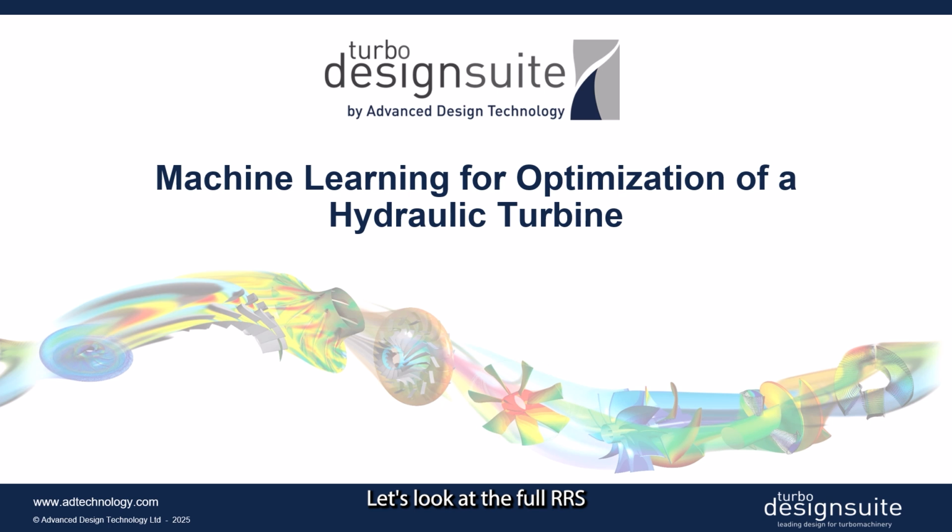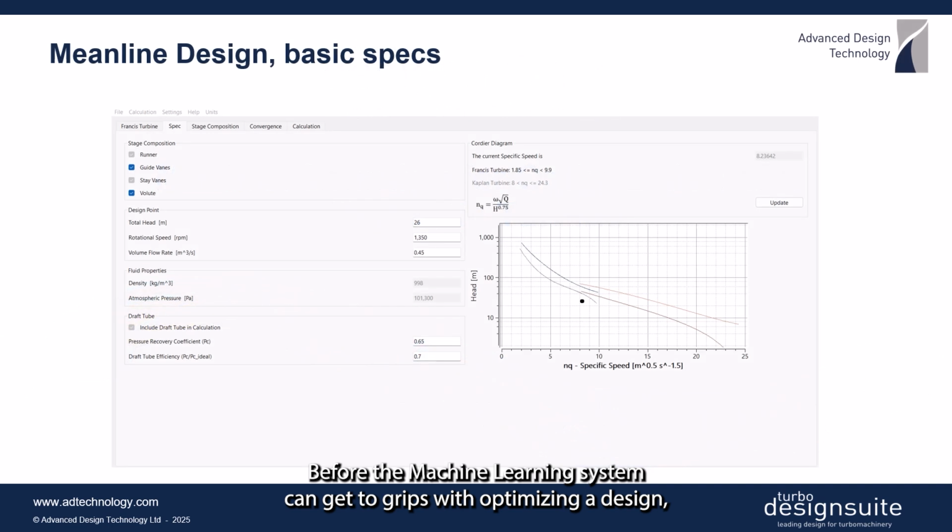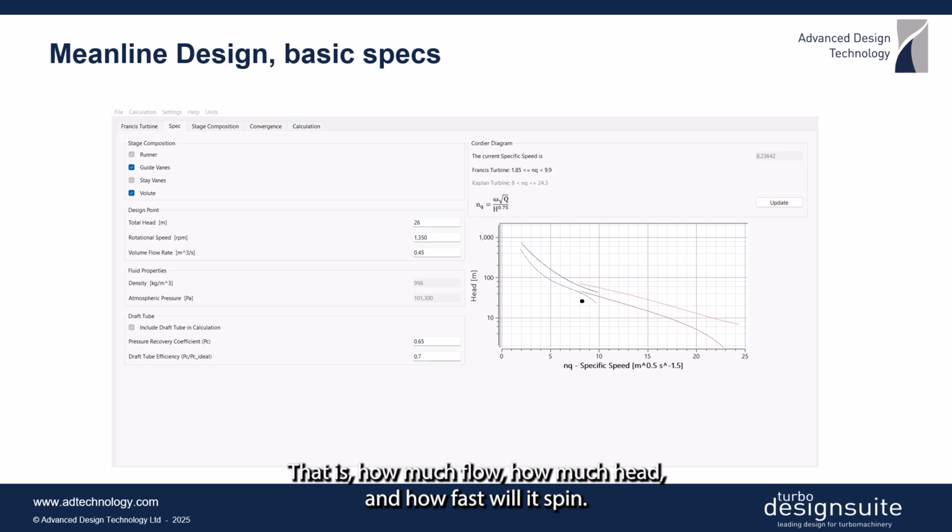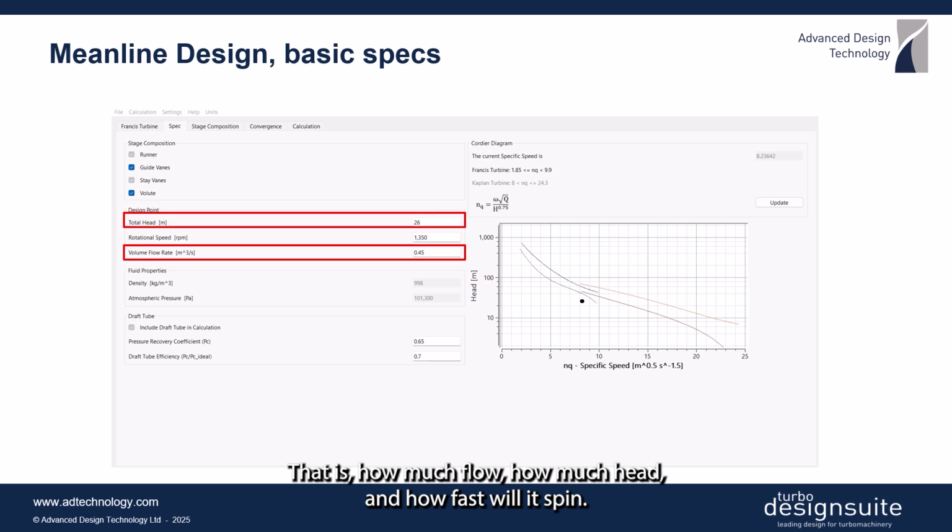Let's look at the full RRS with CAE workflow to optimize a Francis turbine runner. Before the machine learning system can get to grips with optimizing a design, we need to establish a baseline sizing and component integration for the stage based on the most basic requirements of the turbine. That is, how much flow, how much head, and how fast will it spin.